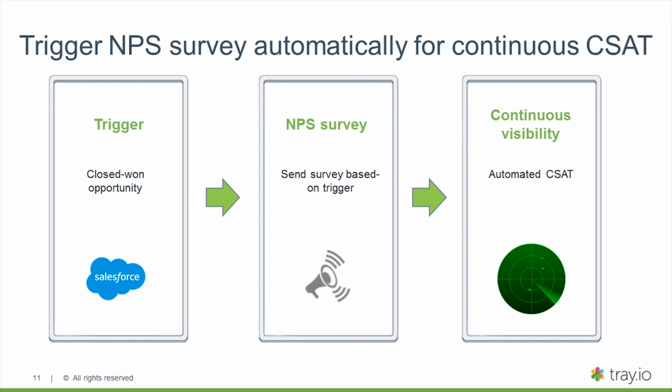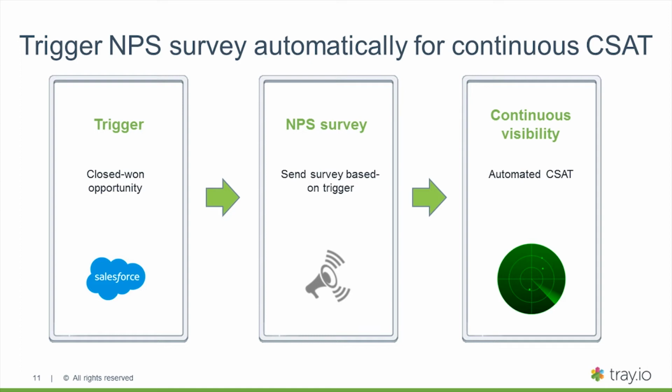So the first is this, and that is, why don't you just trigger an NPS survey based on a stage change in Salesforce? So when an opportunity goes to closed won, and then maybe you have a little delay in there before you send the survey, and then you can have your survey getting triggered as you're closing new business, or really based on any stage.